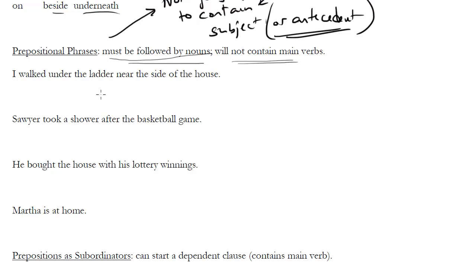So: I walked under the ladder near the side of the house. We've got three prepositional phrases in a row. We've got under, which shows where we walked, so it's acting as an adverb. Where did I walk? I walked under the ladder. Near is another one, so it shows where the ladder is. It's near something. The ladder is near the side, of another preposition, the house. So again, three prepositional phrases in a row. This first one is acting as an adverb. The others are acting as adjectives because they're modifying nouns. They're telling us something about the nouns, whereas the first tells us something about our action, this verb.